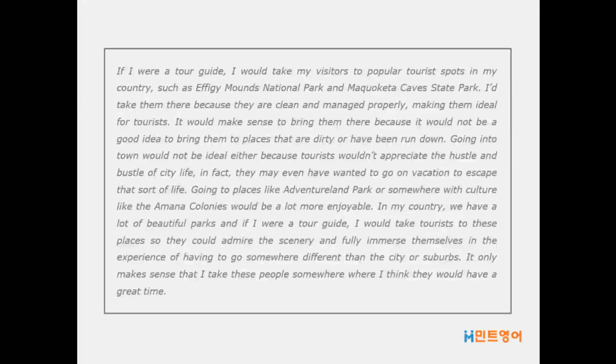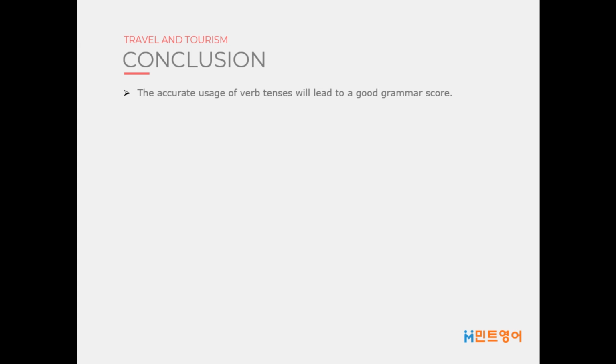This sample answer used conditionals and accurate verb tenses in giving details. Reasons were also given to support the answer. The accurate usage of verb tenses will lead to a good grammar score. Although it's encouraged that you vary your tenses, using simple but accurate tenses is much better than using complicated but inaccurate ones. Be consistent but flexible in your choice of tenses.